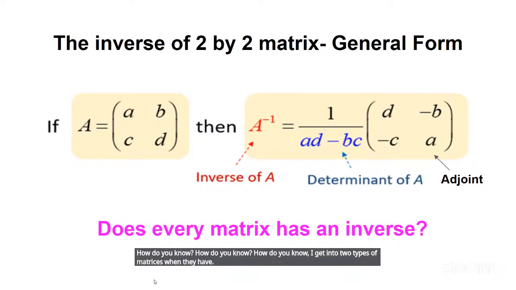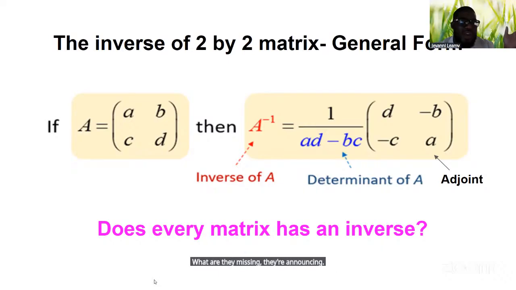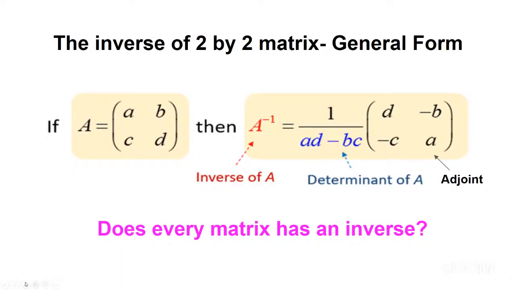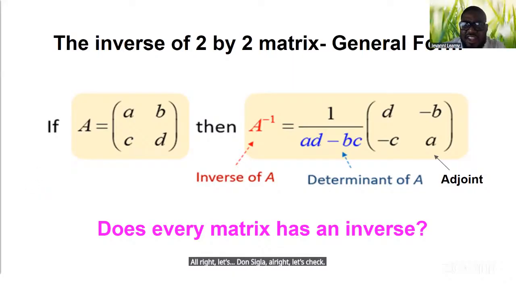There are two types of matrices: singular and non-singular. Okay, so when can we find the inverse? When it's singular or non-singular? Which one? Non-singular. All right, let's check. I want you to put 1 all over 0 in your calculator and tell me what you get.